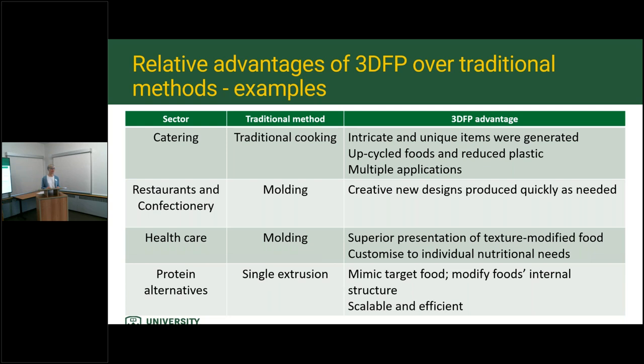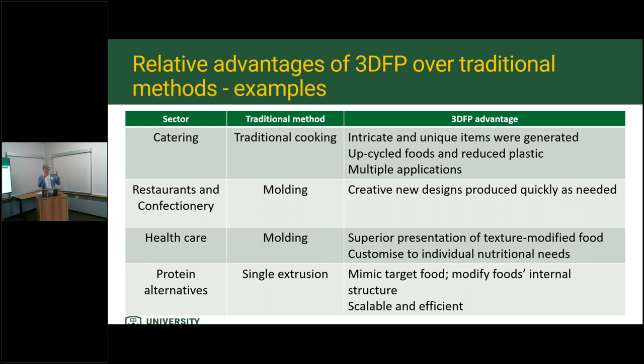For the protein alternatives, single extrusion was the method that was replaced by 3D food printing using dual extrusion, and things that were more complicated, as we've said, to make that network of the meat fibers and also the fat. And at the meat level, it was found to be scalable and efficient. So you've seen the images of those larger pieces of meat, often with something like chocolate or confectionery, where you're making one little thing at a time, but it is possible to make these larger pieces.